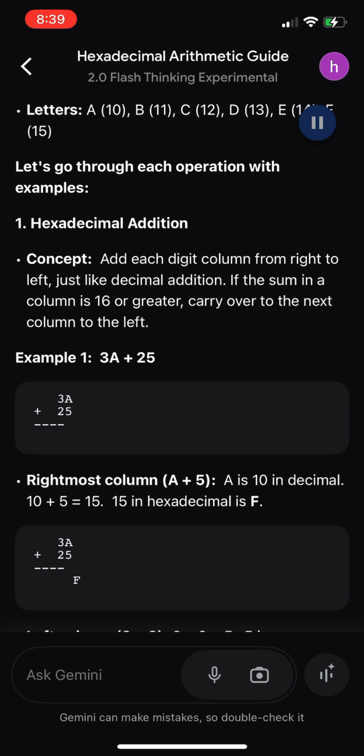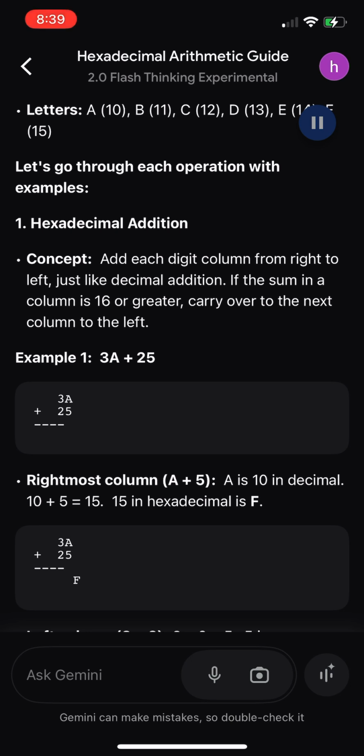Key takeaways for hexadecimal arithmetic. Think in base 16. Remember that each position represents a power of 16, not 10. Digits and letters: use 0 to 9 and A to F. Carry and borrow are in 16s. Carry over or borrow 16 when sums or differences exceed 15 or are negative. Practice. The more you practice, the more comfortable you'll become with hexadecimal arithmetic.